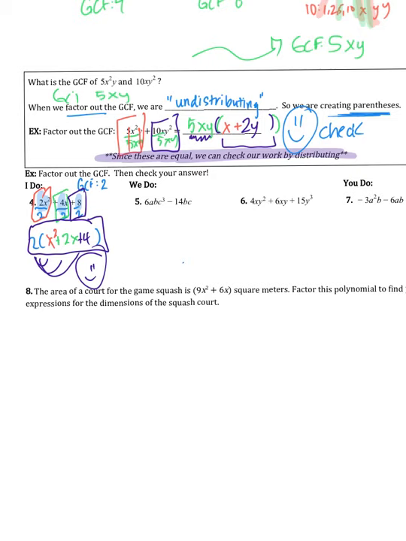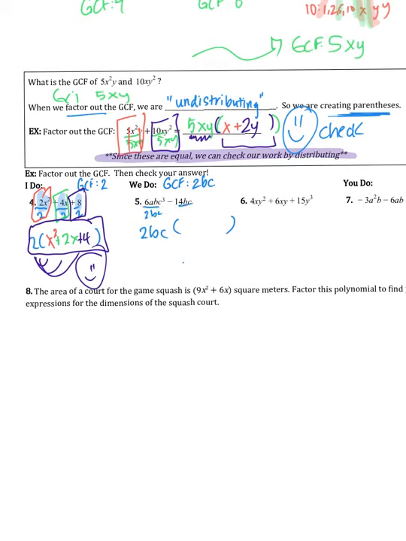Why don't you go ahead and pause the video and identify the greatest common factor for number 5. Okay, number 5, the greatest common factor. So looking at the numbers 6 and 14, the biggest number that they're both divisible by is 2. Looking at the variables, the first term has an a and the second term doesn't, so no a's. They both have a b and they both have at least one c. The first term has 3 and the second term has 1, so what do they have in common? They have just one c in common. So 2bc, that's my greatest common factor. That's what's going to come out in front of the parentheses that I'm creating.